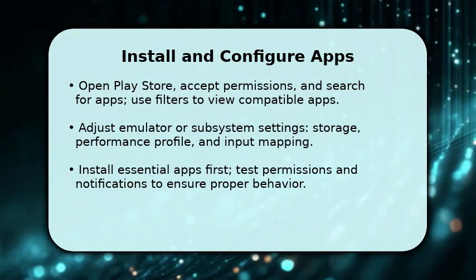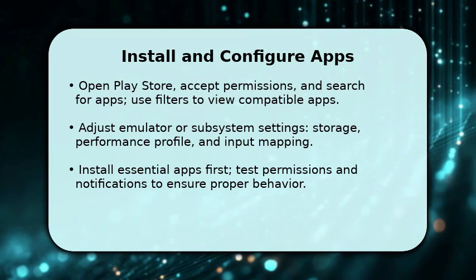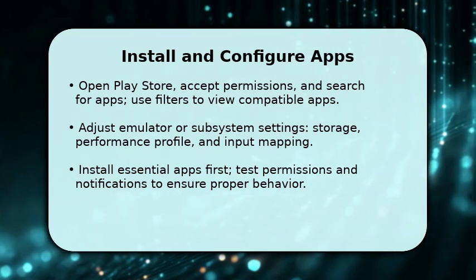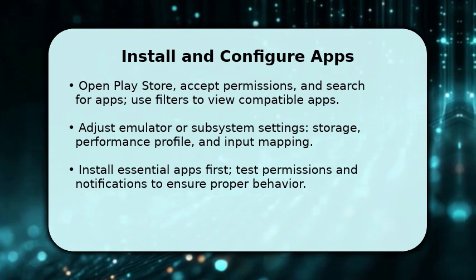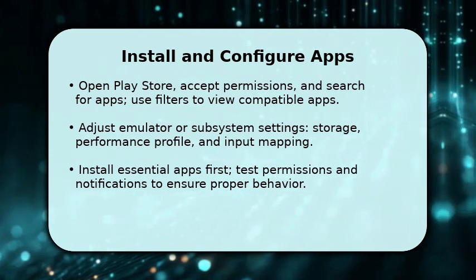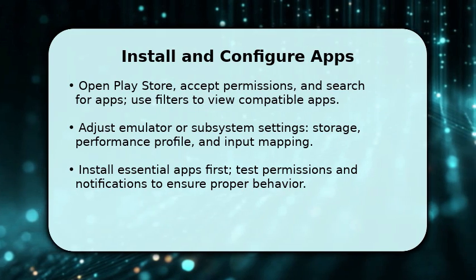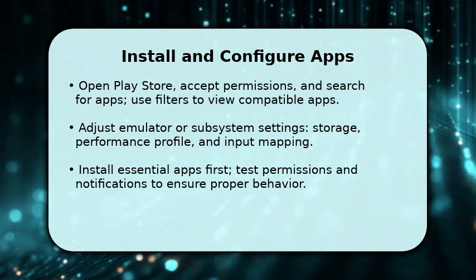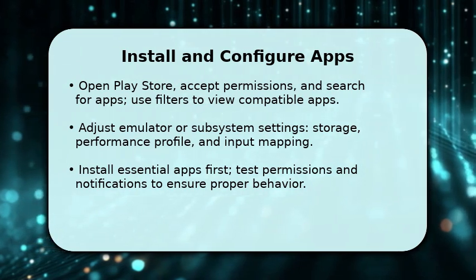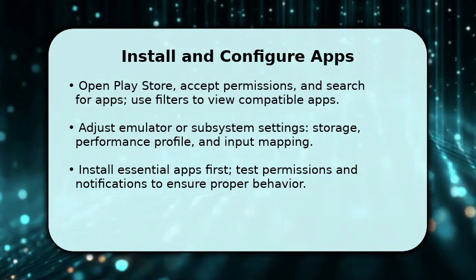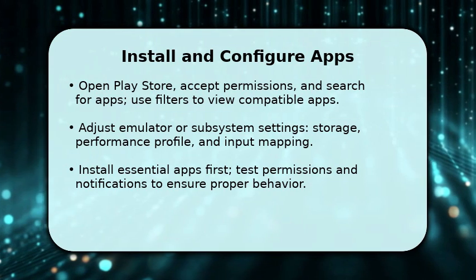You now open the Play Store inside the subsystem or emulator and accept the required permissions so installations can proceed. Search for the apps you need and use compatibility filters to avoid unsupported titles. Make sure to adjust settings in the emulator or subsystem. Increase storage, choose a performance profile, and configure keyboard or controller mapping for better control.